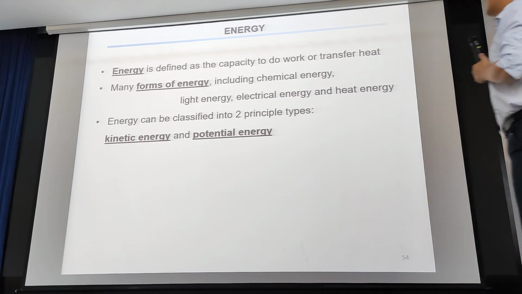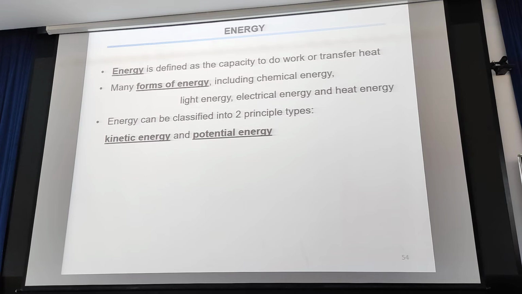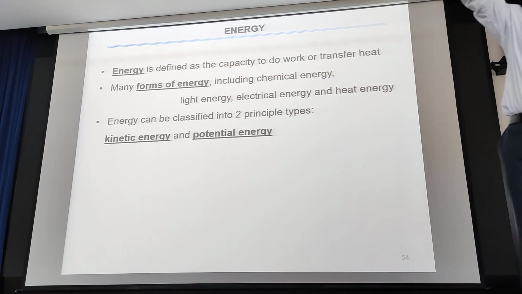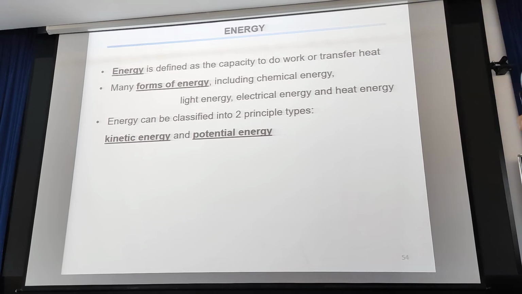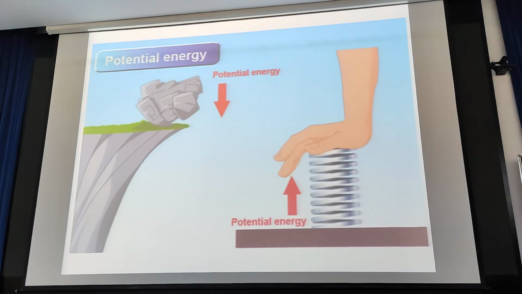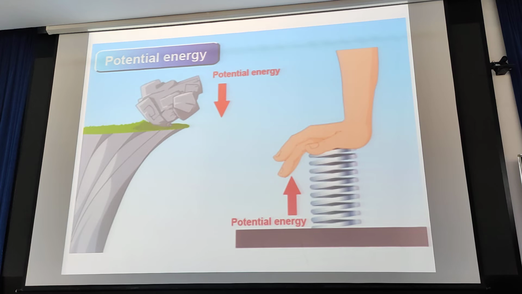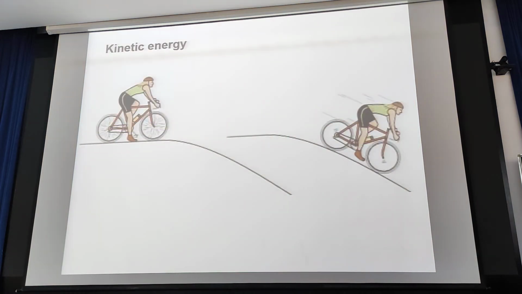Now we move to the last part. Energy. Energy is defined as the capacity to transfer heat. We know many forms of energy, including chemical energy, light energy, electrical energy, and heat energy. Energy can be classified into two principal types: kinetic energy, the moving one, and potential energy, the altitude one. So you have potential energy, and when it falls you have kinetic energy representing the moving. Okay. Clear definition? Any problem? No.